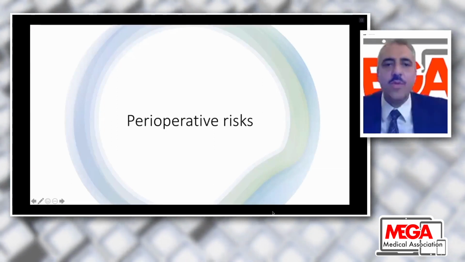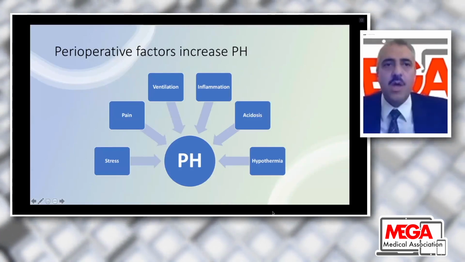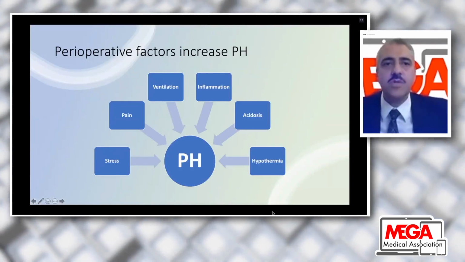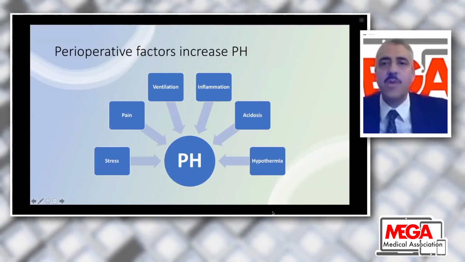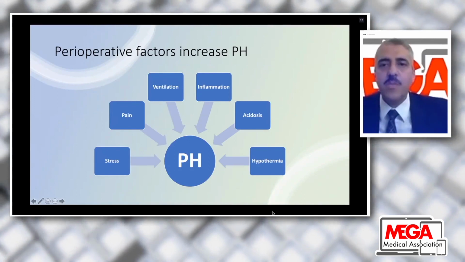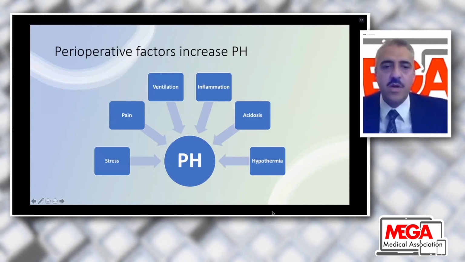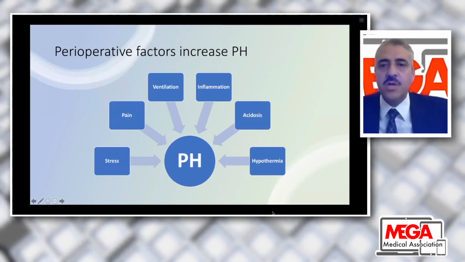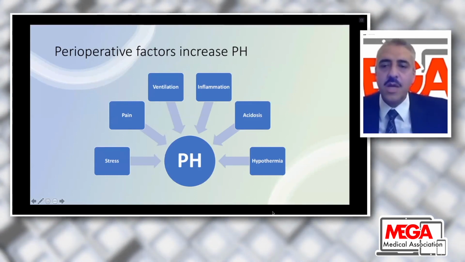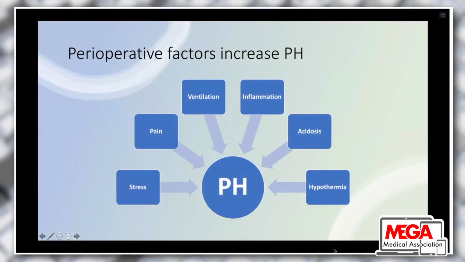This lecture is about the perioperative management of patients with pulmonary hypertension. First, we need to know more about the perioperative risks of anesthetizing a patient with pulmonary hypertension. You all know that there are many preoperative factors that might increase the pulmonary artery pressure and augment pulmonary hypertension. Among these factors are stressful conditions like endotracheal intubation, pain, starting mechanical ventilation, any inflammatory process, acidosis, and hypothermia, which is frequently encountered in the OR.